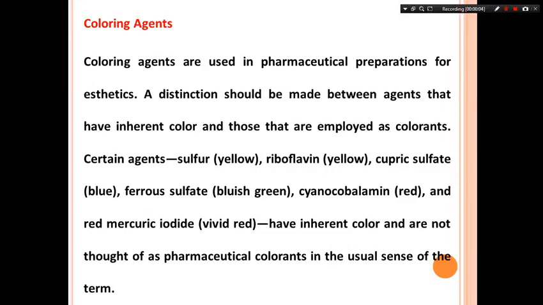Coloring agents are used in pharmaceutical preparations for aesthetics. We should distinguish between the agents or materials that have a natural or inherent color and those that are employed as colorants. For example, sulfur has a yellow color, riboflavin has a yellow color, while cupric sulfate has a blue color, ferrous sulfate bluish green, cyanocobalamin red, and red mercuric iodide vivid red.